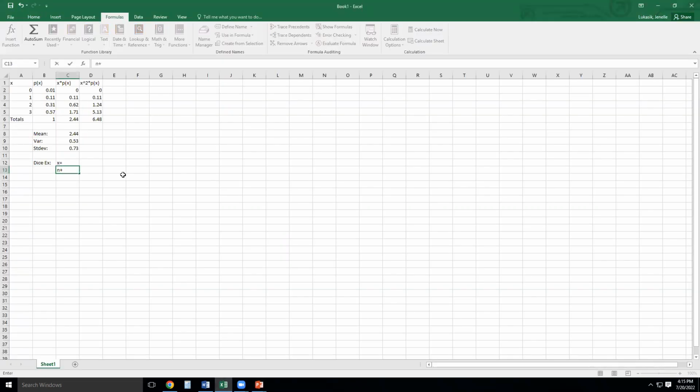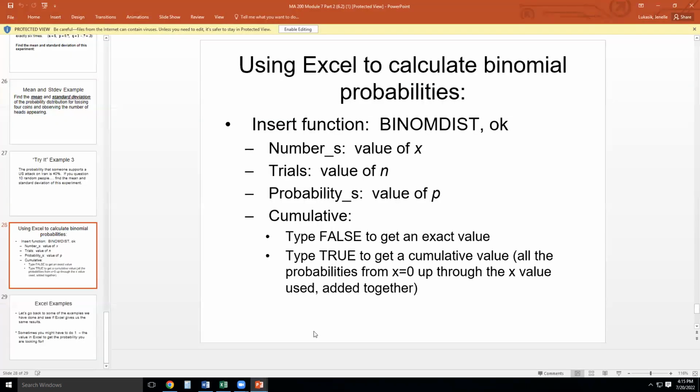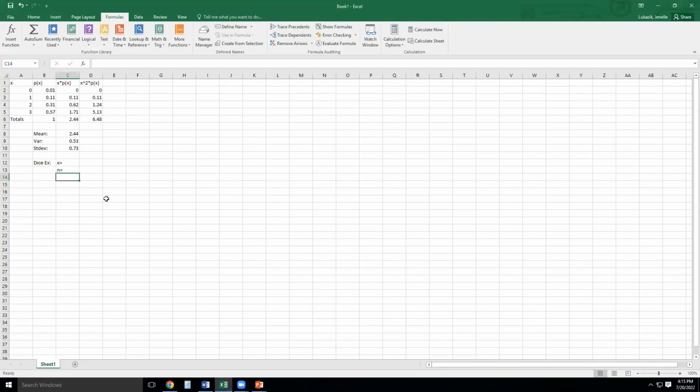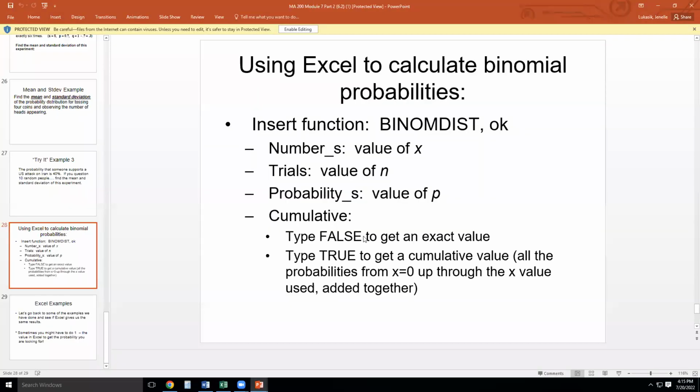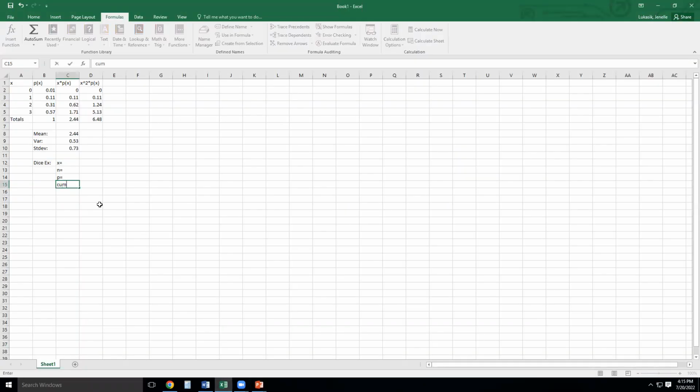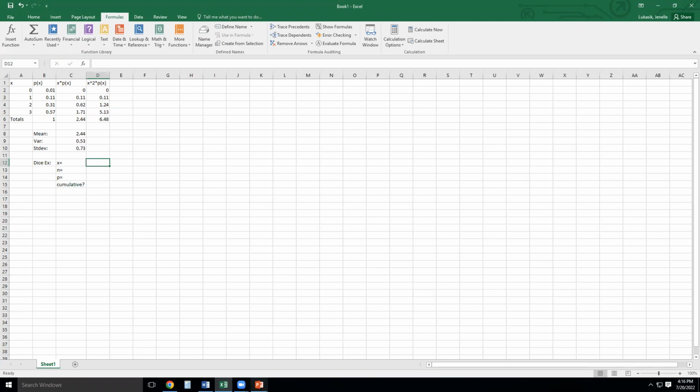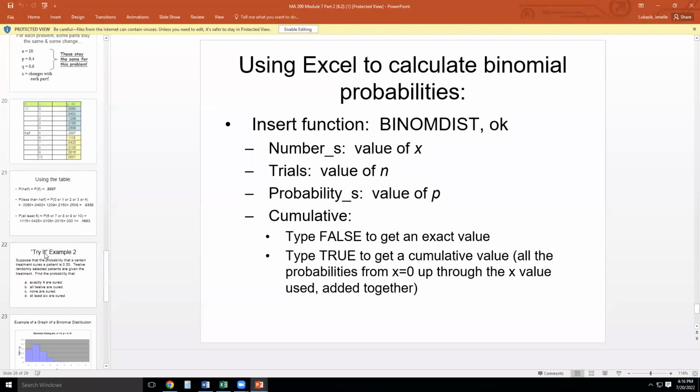So the next thing I'm going to need is the N value. I'm just putting a label right now. Then it's going to ask me for the probability of success. So that's going to be the little p value. What's the probability that we hit the target in this case? Then the last thing it's going to ask you for is if you want it to be cumulative. So we'll talk about that in a second. I'll just put it with a question mark. Do we want it to be cumulative? All right, so let's start with X, N, and P. We know what those all are.